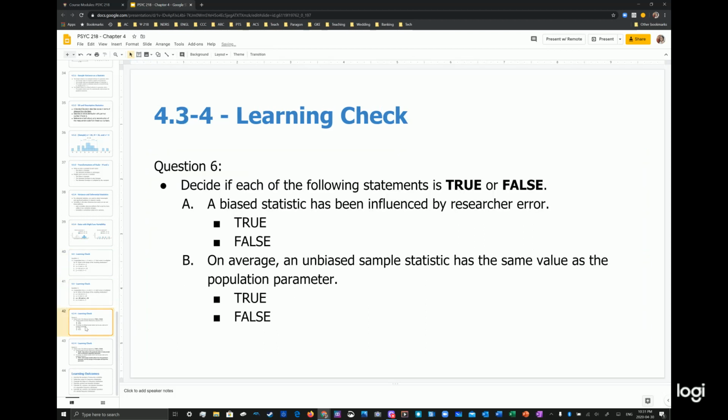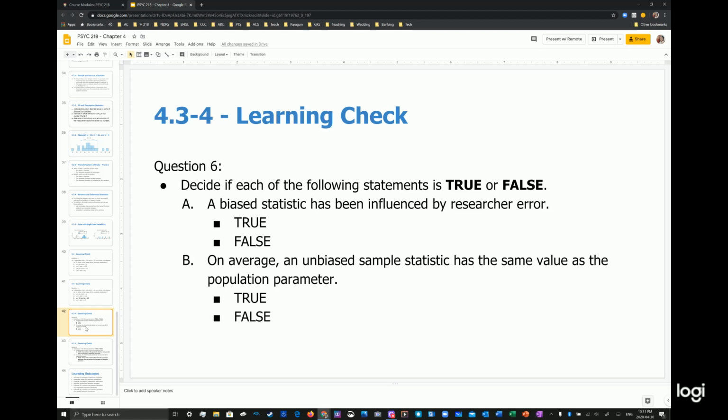Okay, here we go. Anyway, question 6. Two-part, true false. Question A. A biased statistic has been influenced by researcher error. True or false? The keyword here is researcher error, which you've got to figure out if it's the same as sampling error.